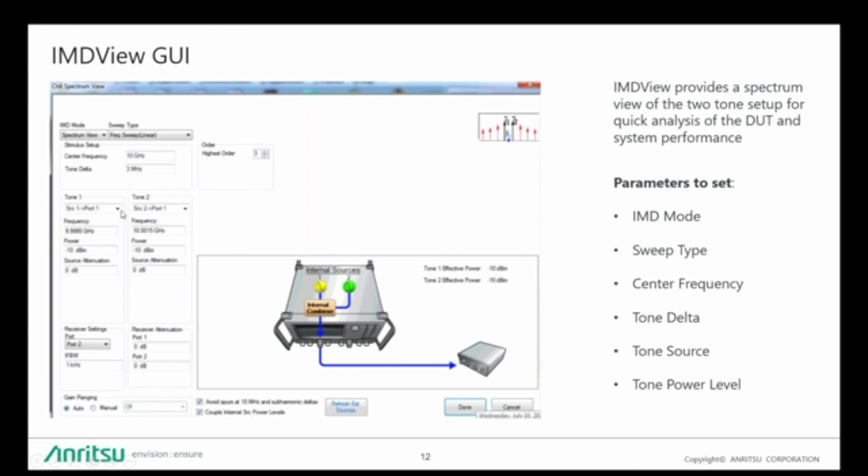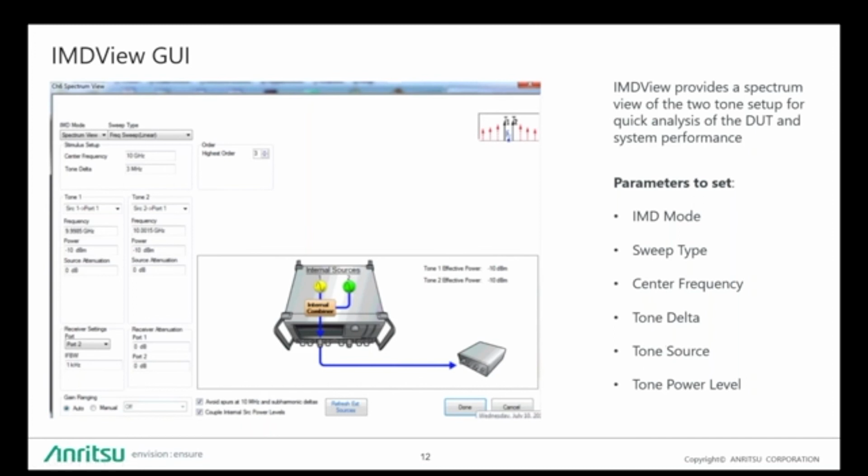And then you can specify where each tone originates from, and where it goes. In other words, for the second tone, it's coming from source 2 and it's coming out at port 1. This picture here, which shows the VNA, shows exactly that. The yellow is the first source, the green is the second source, and they are being combined using an internal combiner, and both of them come out at port 1, and they are then injected into the device under test. And then you can set the power of each tone individually. Right now it's minus 10 dBm. And again, you can set the tone delta, the source of the tone, as well as the tone power level.